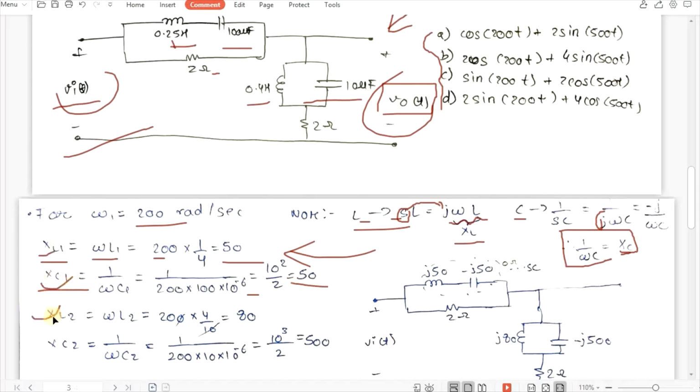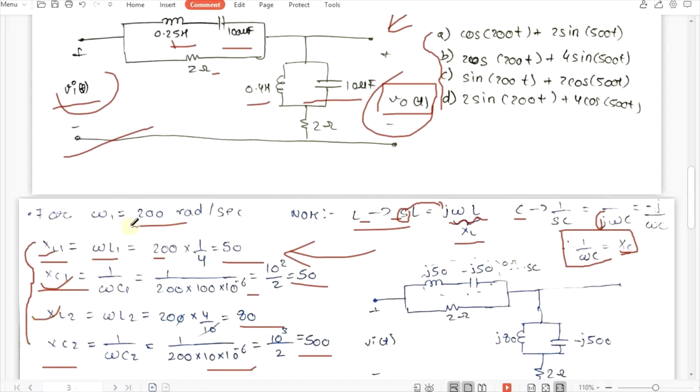Now let us find the reactances XL2 and XC2. XL2 will be omega into L2, so it will be 200 into 4 by 10, which is 80. XC2 will be 1 upon omega C2, so 1 upon 200 into the C2 value of 10 microfarad, which is 10 into 10 raised to minus 6. That gives 10 cube upon 2, so it will be 500. So we have successfully got the reactances of all inductors as well as capacitors. Now let's see the magic.